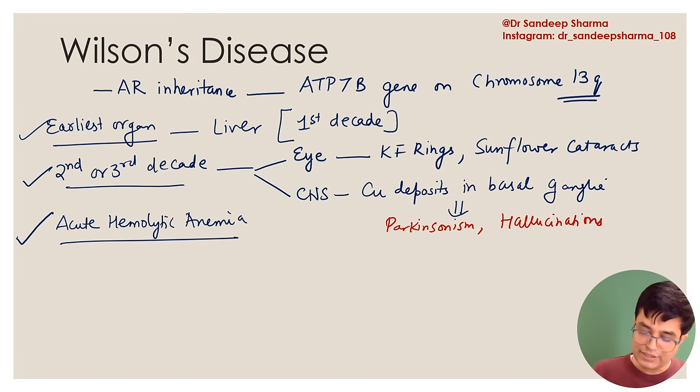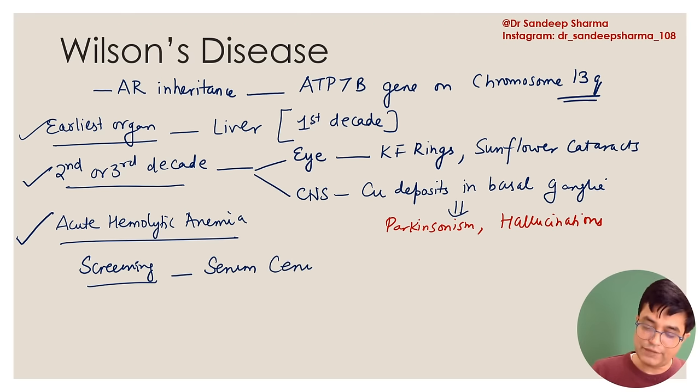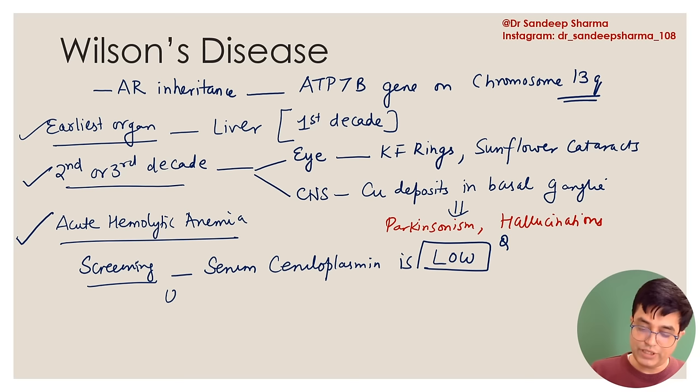What is the screening test that we do? The screening test in the patient is the ceruloplasmin level. So serum ceruloplasmin, which is a transport form of copper, is low. And urinary copper excretion is found to be high, but it is an inferior screening test. Serum ceruloplasmin is the best screening test that we do.